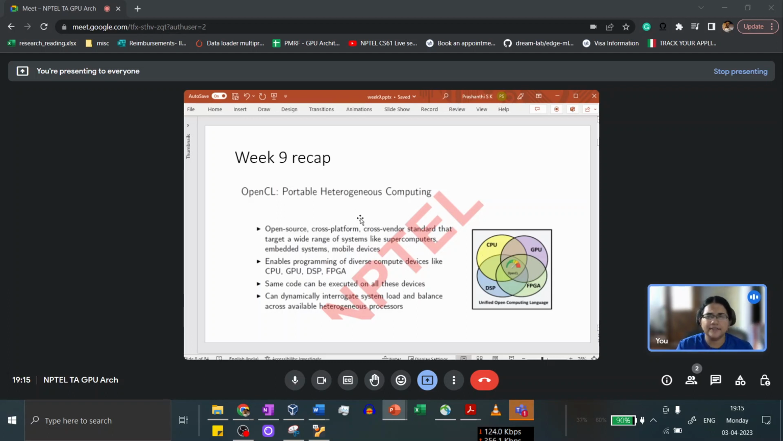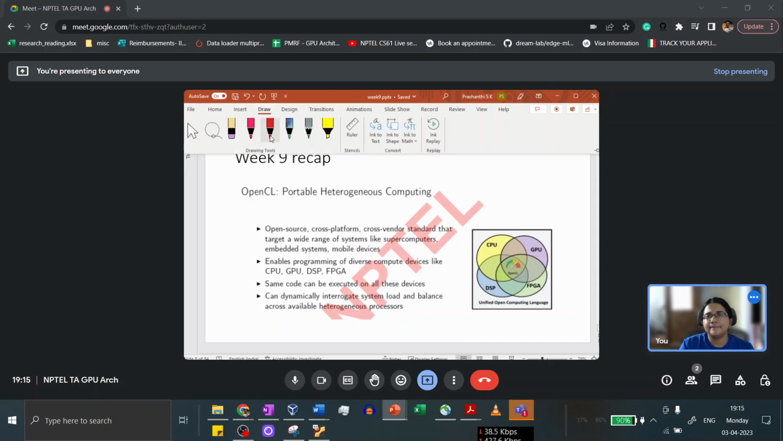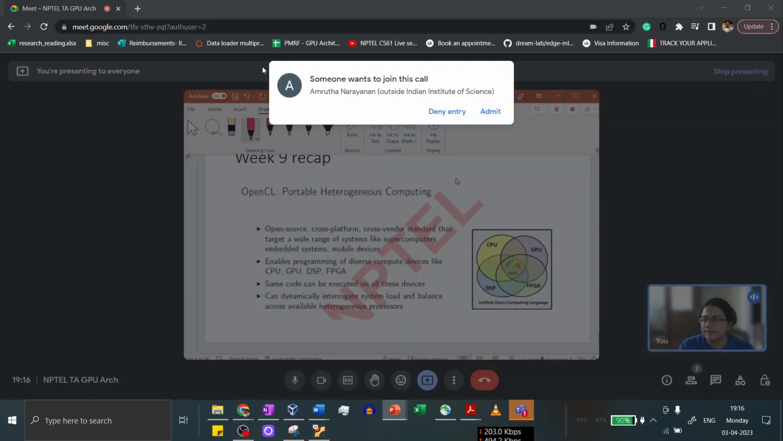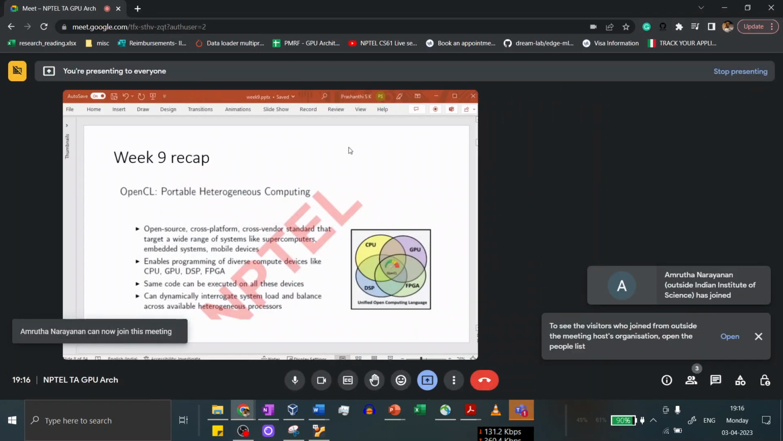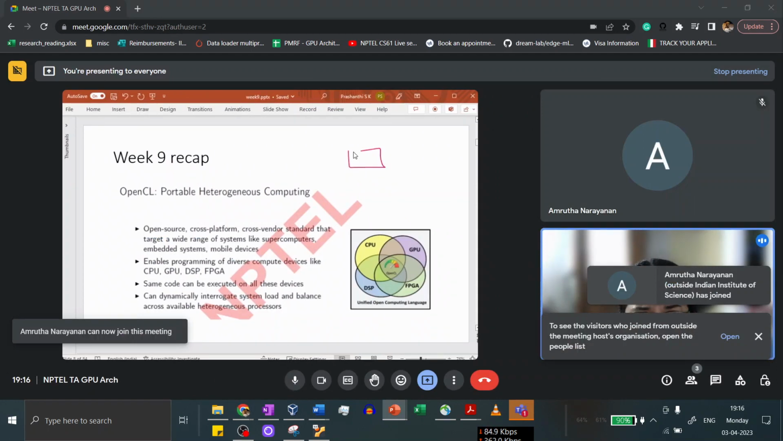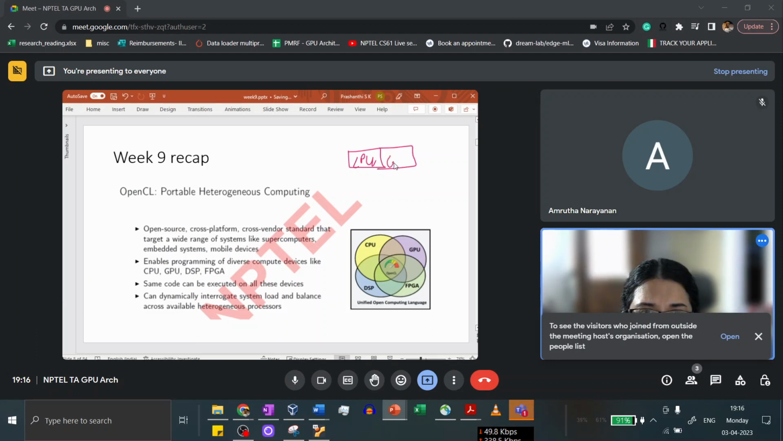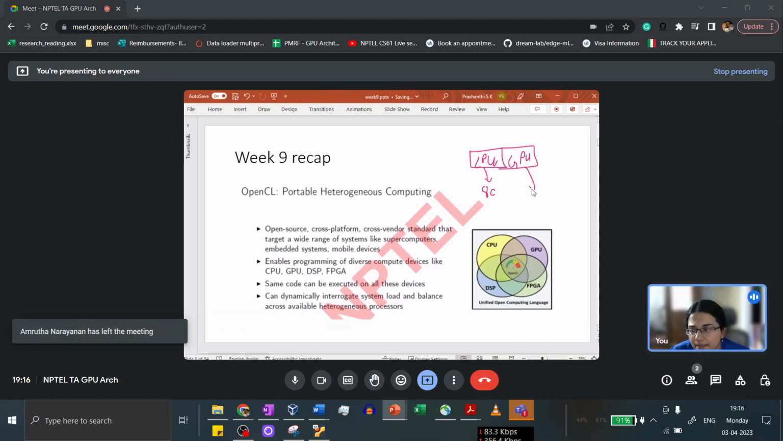So if you have a system where there is a CPU and there is a GPU, and today a lot of systems are like this, and several of these CPUs are multi-core, let's say you have an 8-core CPU. Typically with CUDA, we end up running the entire program on the GPU.